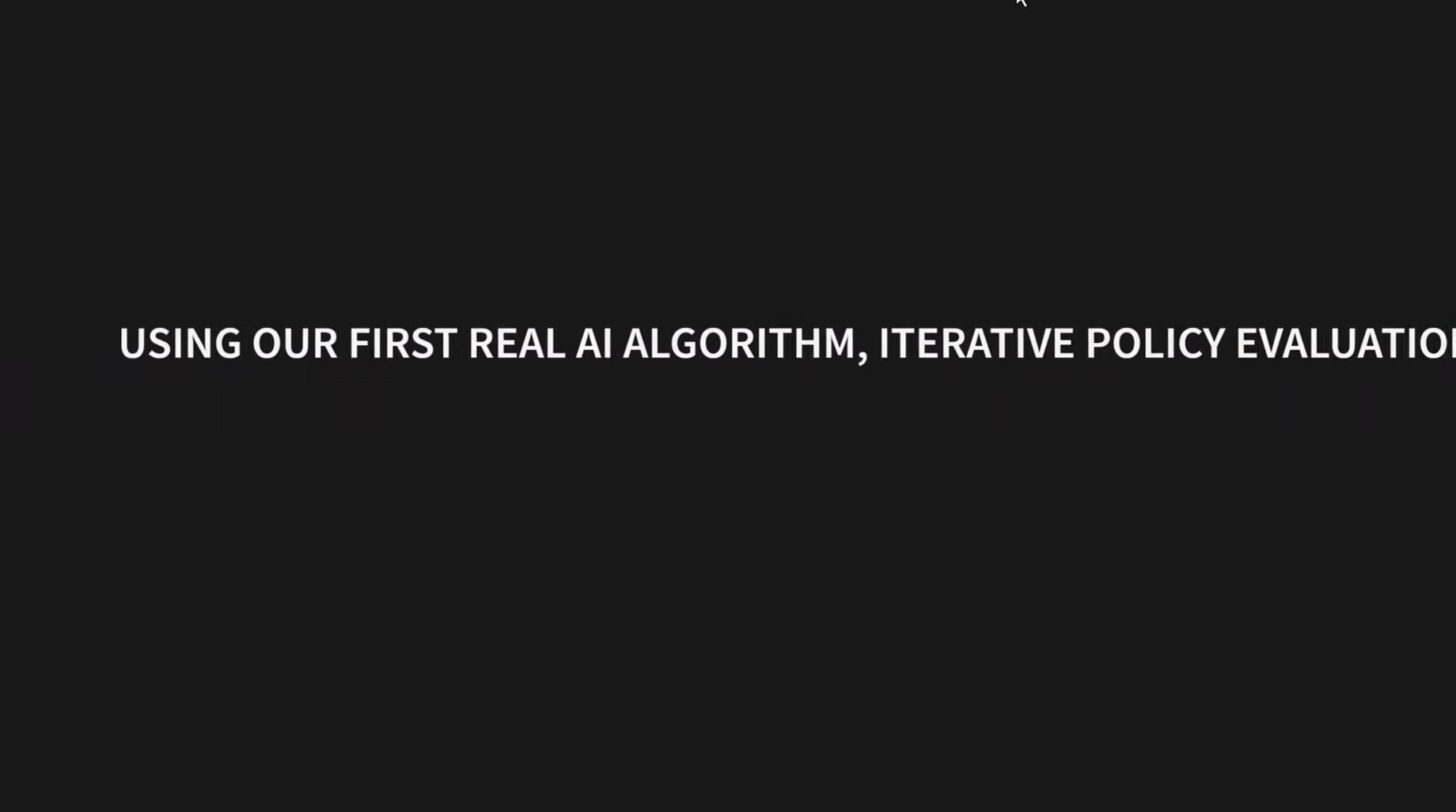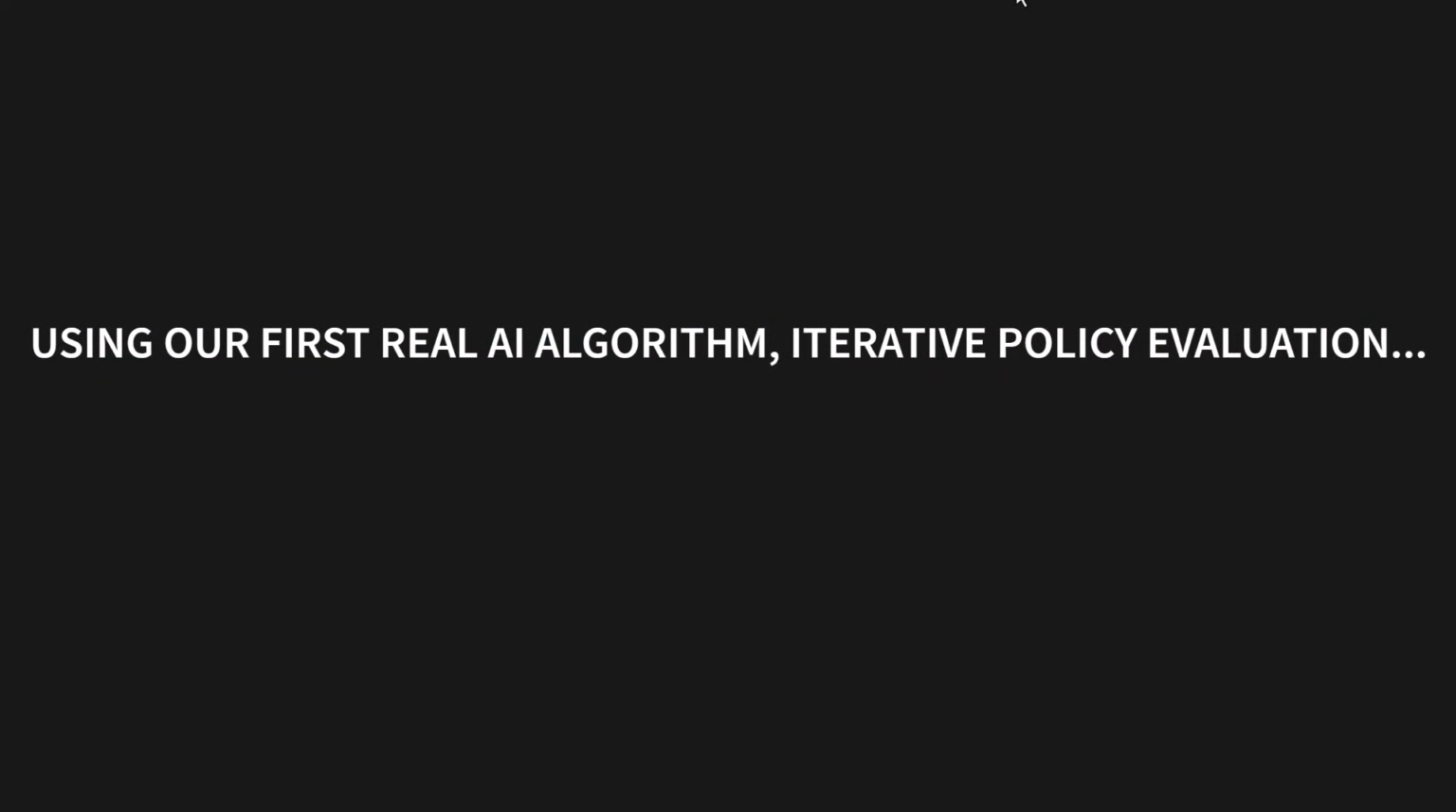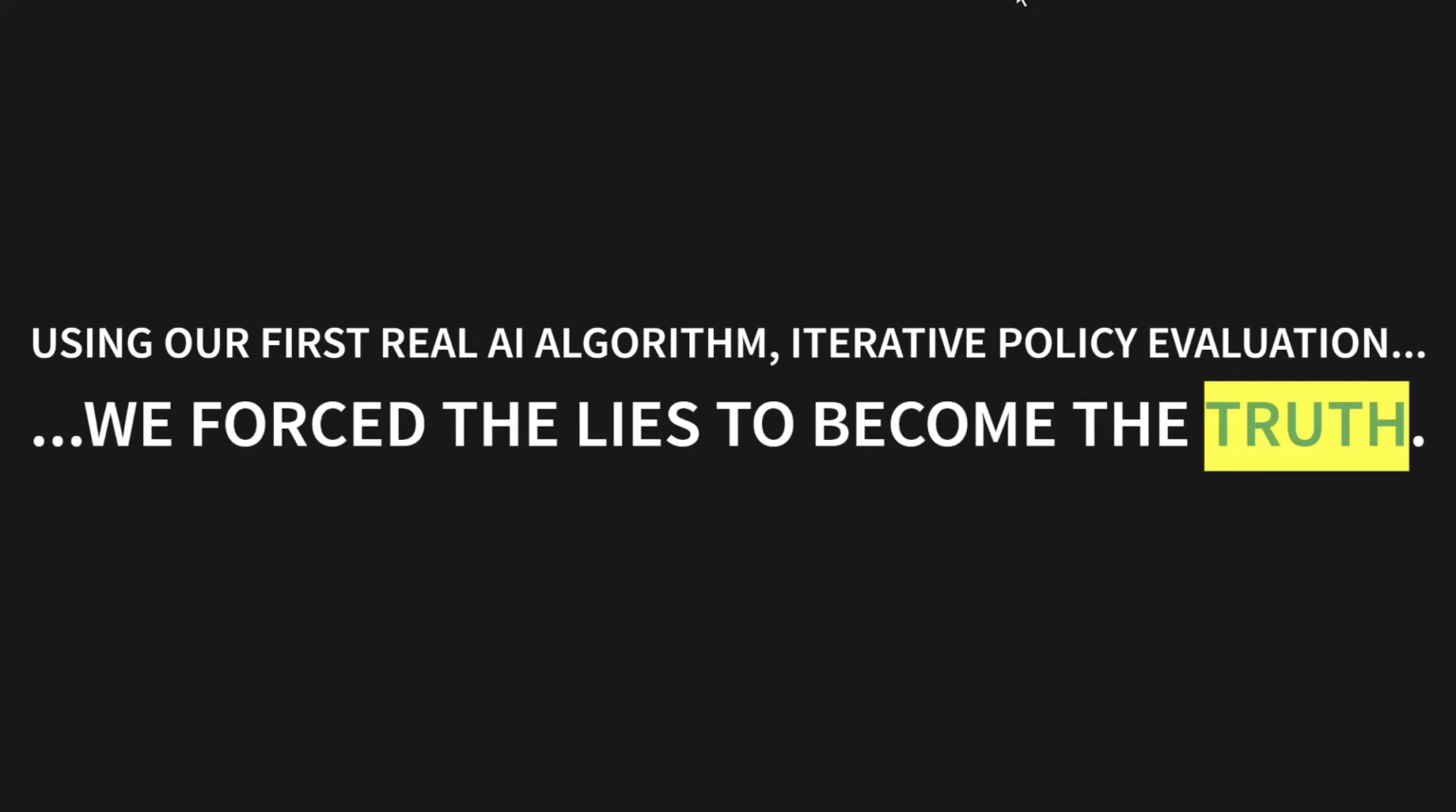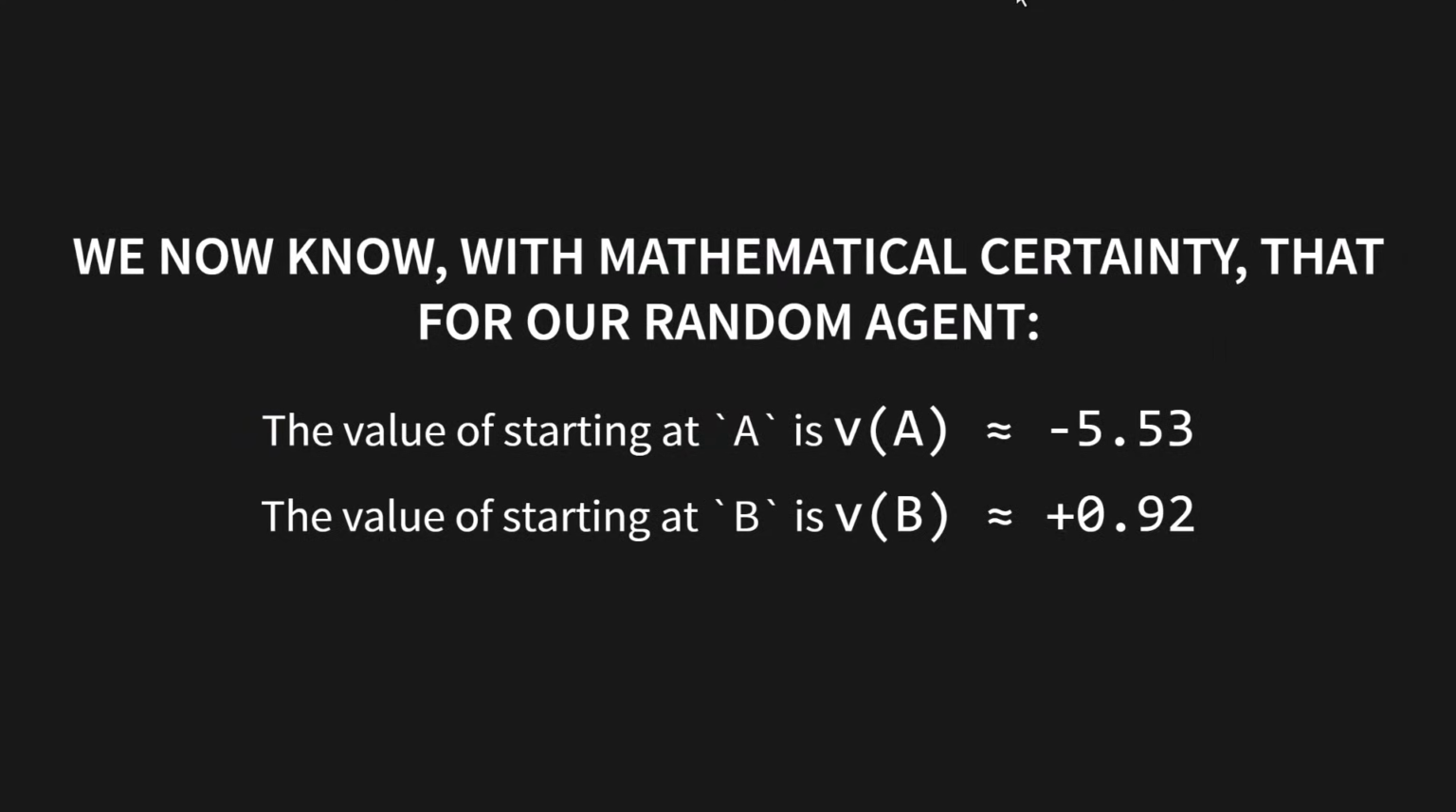All right, we did it! We broke the Bellman deadlock. Using our first real AI algorithm, iterative policy evaluation, we forced the lies to become the truth. We started with a guess, and after sweeping through the maze again and again, we found the true value of our stupid lost tourist policy. We now know with mathematical certainty that for our random agent, well, you can see the numbers on the slide. The value of starting at A is about negative 5.5, and the value of starting at B is almost plus 1. We have the crystal ball. We have the answer. We know exactly how bad our agent's brain is.